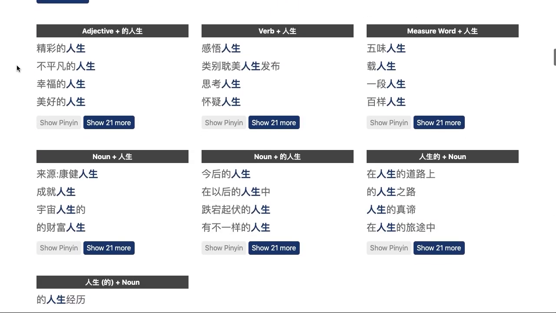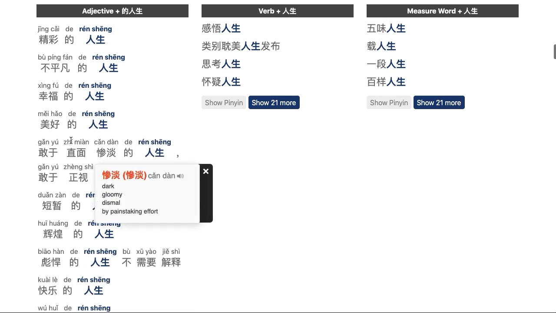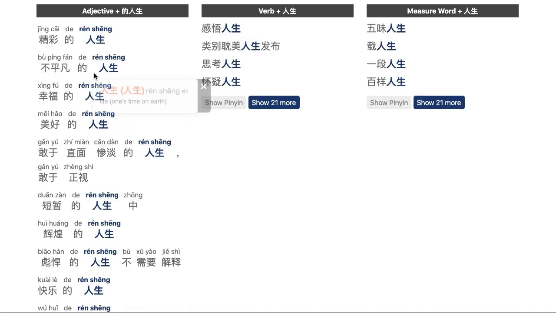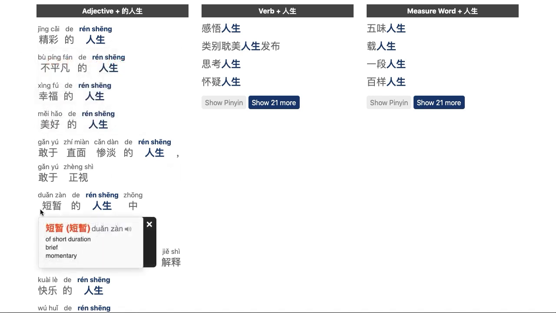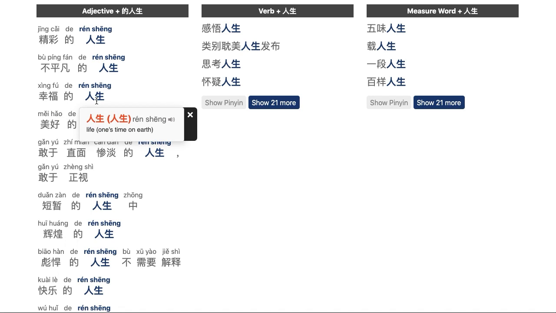And as for 人生, we can see that the adjectives that go with 人生 are things like 精彩的人生, an exciting life, 不平凡的人生, an extraordinary life, right? You can also see happy life, which is kind of similar to 生活, right? So in this sense, 生活 and 人生 are similar. However, as the character 人 suggests, 人生 means a person's life on earth, right? So his whole life. So that's why you have more adjectives like 精彩的人生, exciting life, and 短暂的人生, a short life. So adjectives that emphasize one's whole life on earth typically go with 人生 and not 生活.